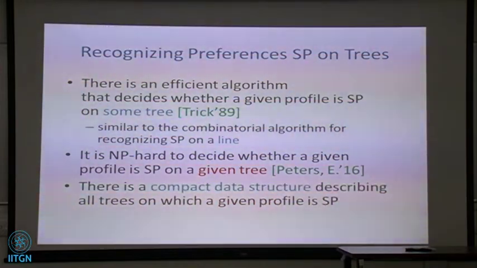In that same paper, there's a compact data structure that describes all trees on which a given profile is single peaked. So in particular, one question we can answer efficiently: I want to find a tree with the smallest number of leaves on which my profile is single peaked. This is something I can do efficiently. So I cannot decide for a specific tree, but I can find the tree that optimizes a certain property, such as the number of leaves. There's a bunch of other properties we can optimize using that data structure. Diameter would be one of them, degree I think as well. So you can design nice trees, but you cannot obtain a specific tree necessarily.